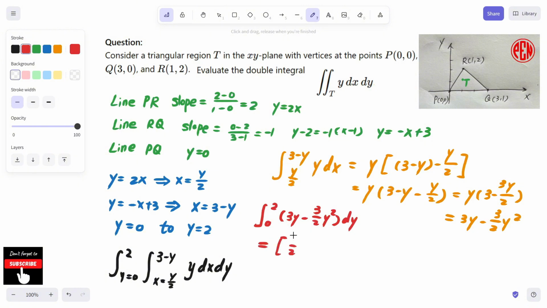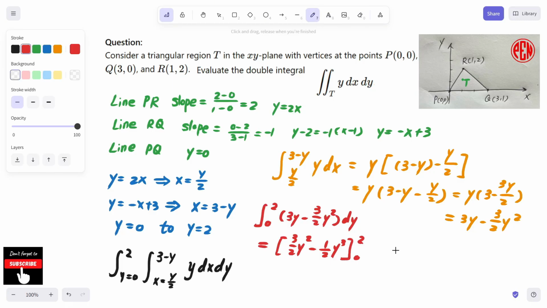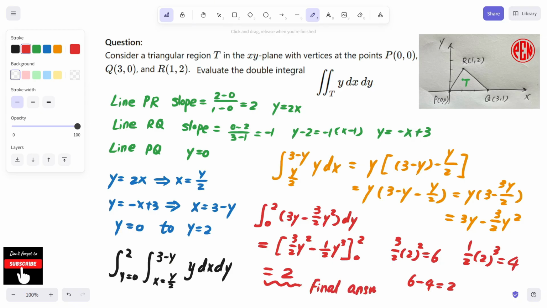To integrate 3y, we raise the exponent by 1 and divide, giving 1.5y squared. To integrate 1.5y squared, we get 1/2 y cubed. So now we evaluate 1.5y squared minus 1/2 y cubed from y equals 0 to y equals 2. Plug in y equals 2. 1.5 times 4 is 6. 1/2 times 8 is 4. So 6 minus 4 equals 2. At y equals 0, everything is 0. So the final result is 2.